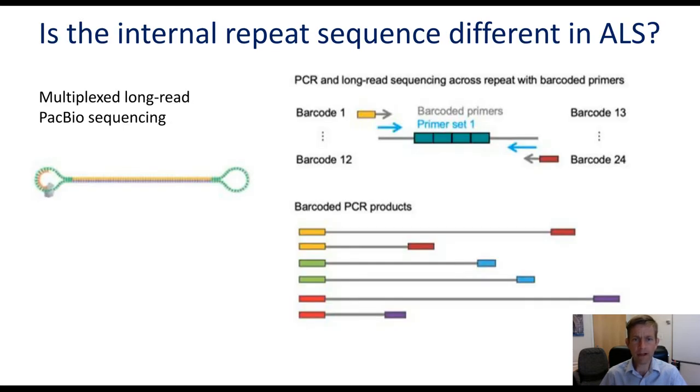The second thing we wanted to do, and this relates to the spinal SCA pentanucleotide repeat that I was showing earlier, was to determine whether there was any internal repeat sequence that was different in ALS. So to do this, we took those same primers that we used to amplify WDR7, but we added barcodes to the 5' and 3' end. And combinatorial use of those barcodes allowed us to PCR amplify 144 individuals or 288 alleles in one lane of long-read sequencing.